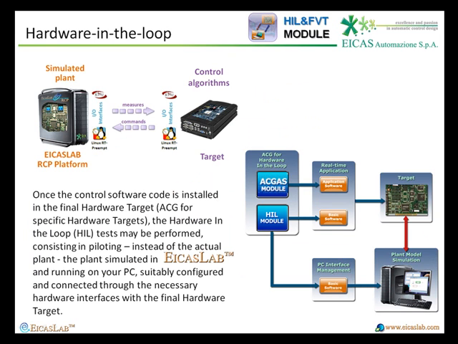Once completed the rapid control prototyping, thanks to the features available in the EICASLab HGRS and HIL modules, you can automatically generate the software code for the final hardware target, and then execute the hardware-in-the-loop test, consisting in piloting, instead of the actual plant, the plant simulated in EICASLab and running on your PC, suitably configured and connected through the necessary hardware interfaces with the final hardware target.